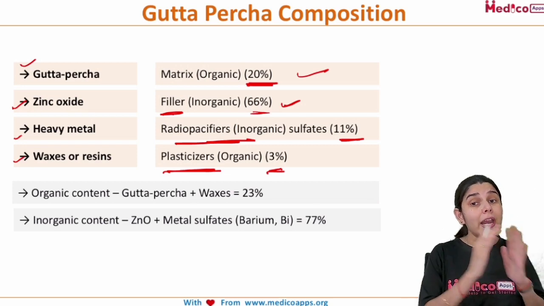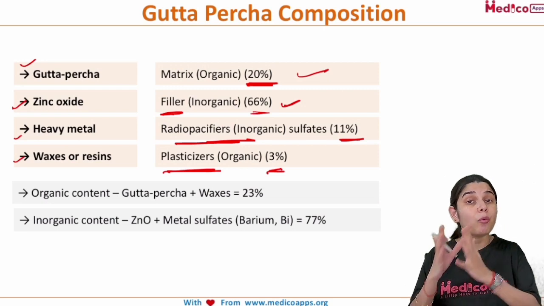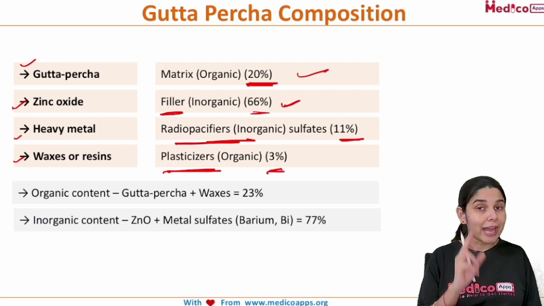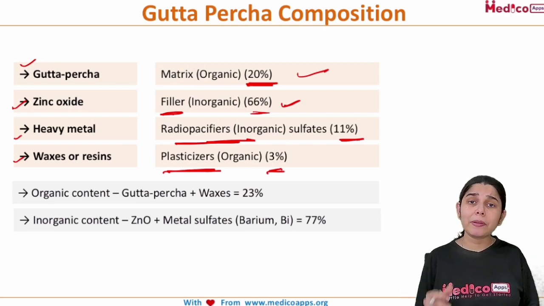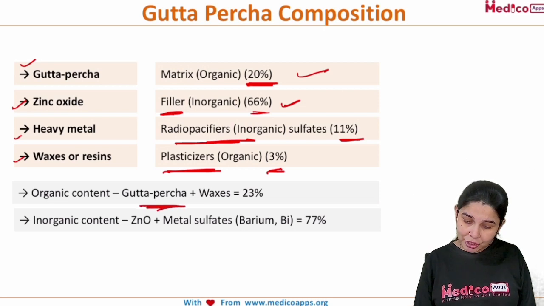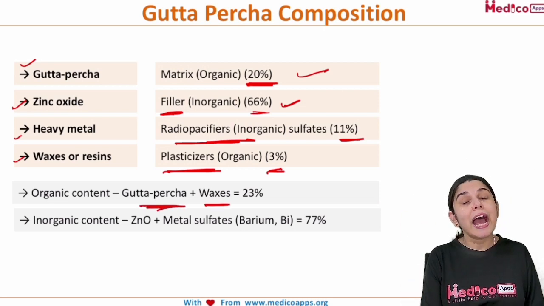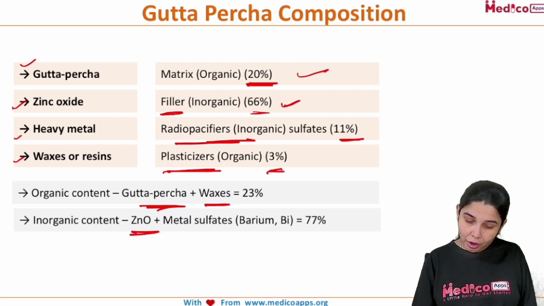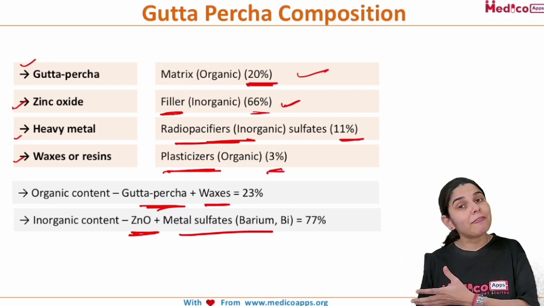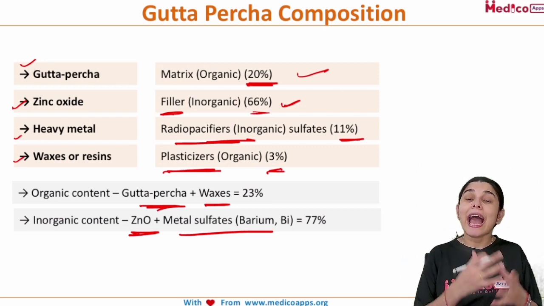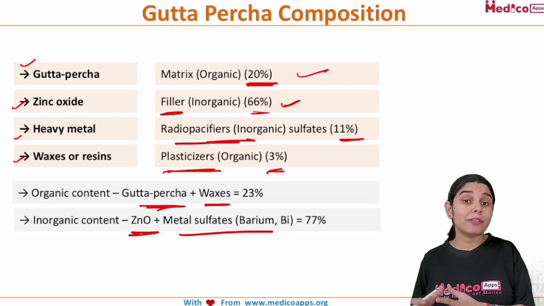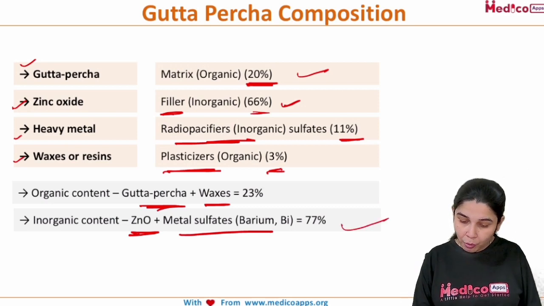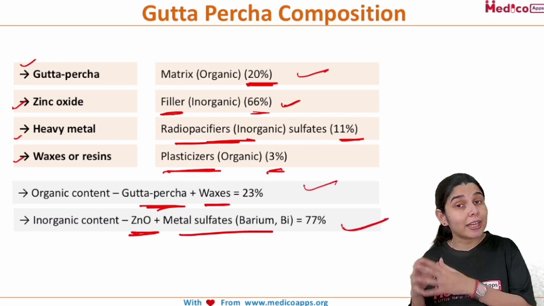Now, if an examiner asks you how much and what are the organic contents of the Gutta-percha, what will be your answer? For that, we can specify that the Gutta-percha organic contents are the Gutta-percha plus waxes, which we have just discussed, and the total amount is 23%. Whereas the inorganic components are the zinc oxide and the metal sulfates, like the barium, bismuth, all these, and they make around 77% of the Gutta-percha composition. So that means the inorganic component is more than the organic component in the Gutta-percha.